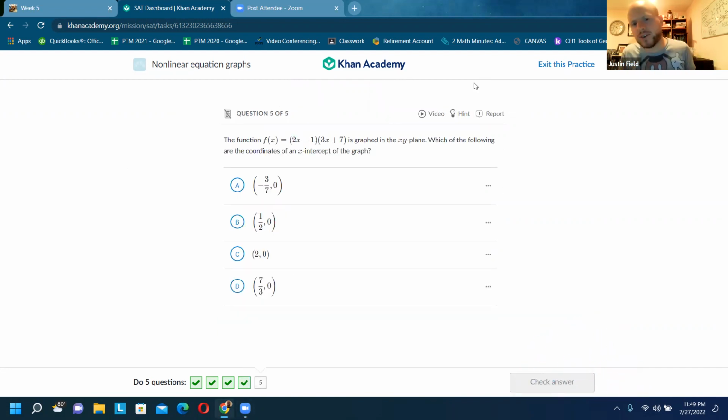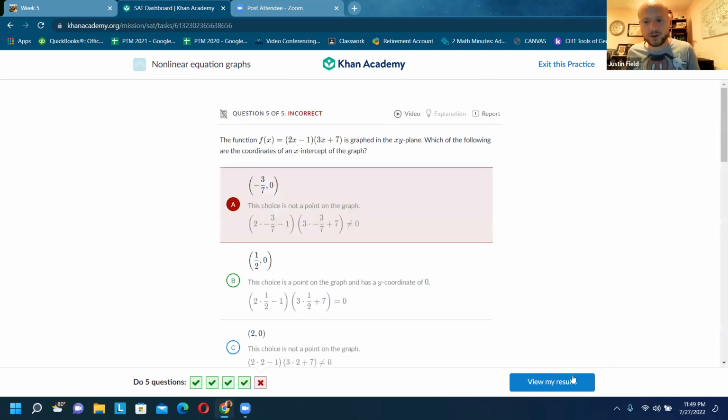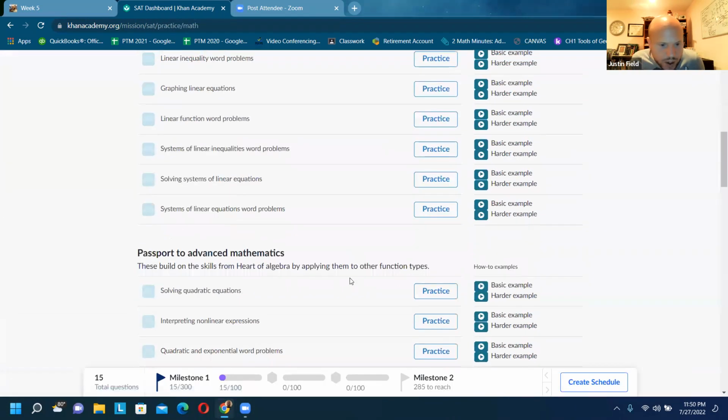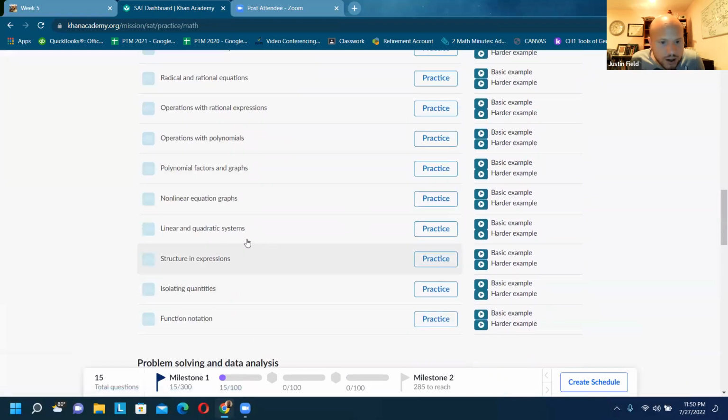The function f of x equals 2x minus 1 times 3x plus 7 is graphed. What are the coordinates of the x-intercept of the graph? You can do this. I'm not doing this for you. All right, exit this practice. We are rolling right along.